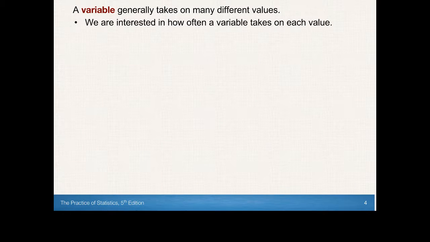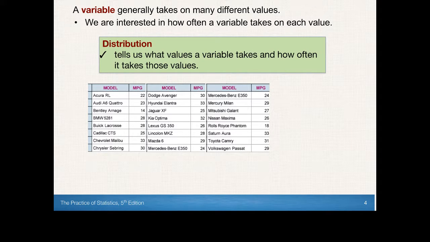Okay, so a variable generally takes on different values. We're interested in how often a variable takes on a value, and that is called the distribution. It tells us how often it takes on each value. So here's some data on the model of cars and the miles per gallon. I don't have any details on where this was taken or how it was taken. The book was copyrighted in 2012, so let's pretend that's where it came from.